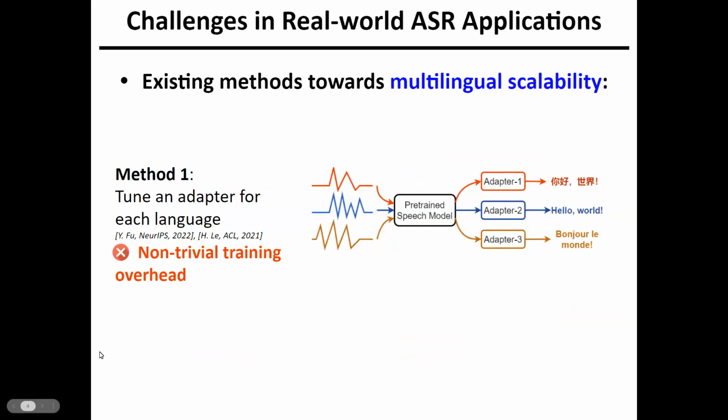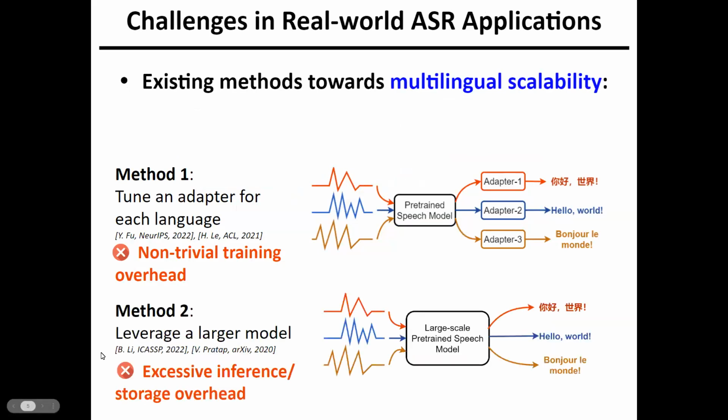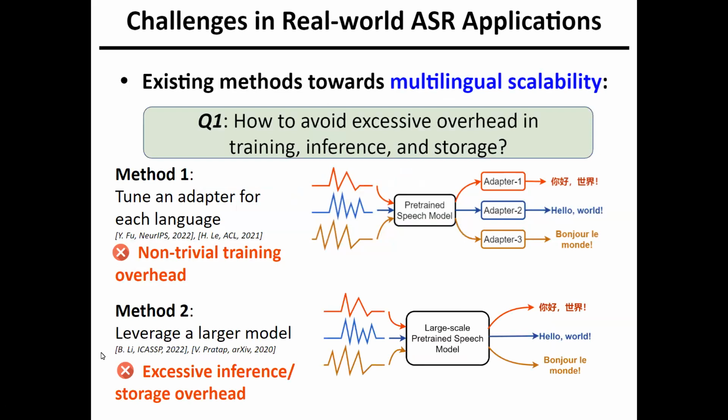Existing methods towards multilingual scalability either tune an adapter for each language, which leads to non-trivial training overhead, or leverage a larger model, which can lead to excessive inference and storage overhead. Despite the promising performance, we wonder how to avoid excessive overhead in training, inference, and storage simultaneously.